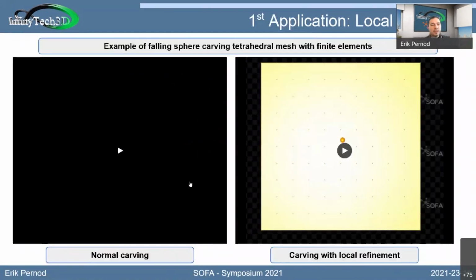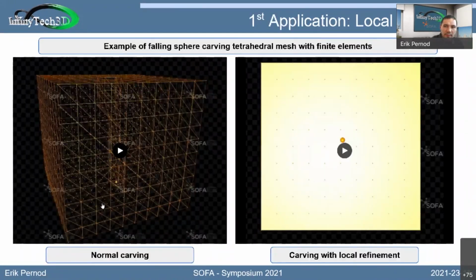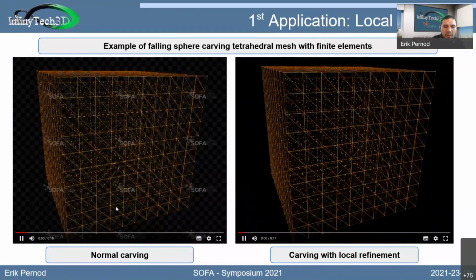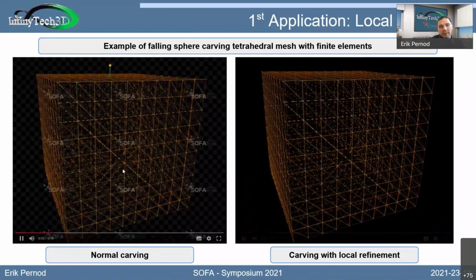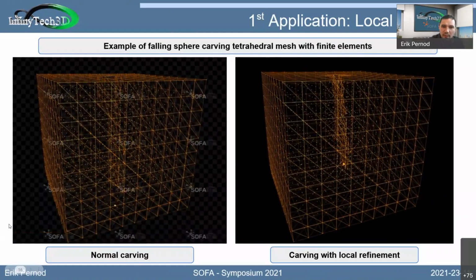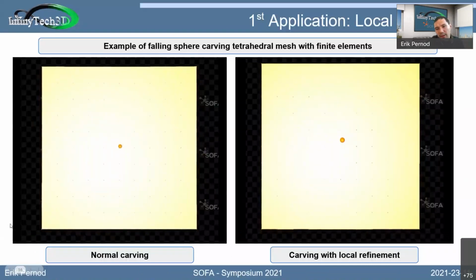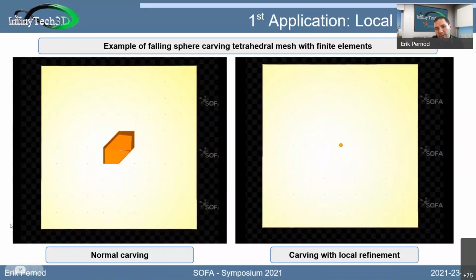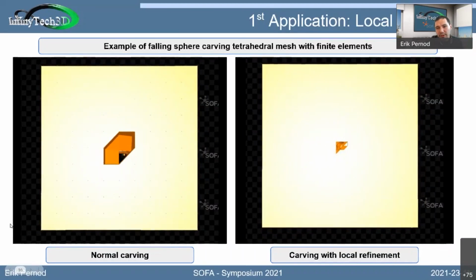And in terms of application, for example, the local remeshing. So here, for example, are 2 movies of a sphere carving a deformable cube. On the left, there is no tetrahedral remeshing, and on the right, there is. And so you can see the difference of the size of the hole.